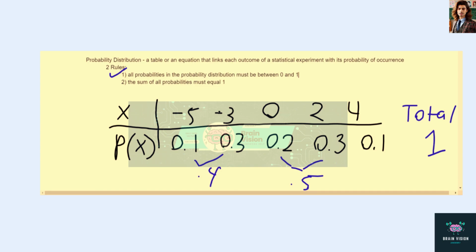So based on that, rule number 2 is also followed. So this distribution is a probability distribution. All our rules are followed, and it is a table that links each outcome of whatever this statistical experiment is with its probabilities of occurrence.